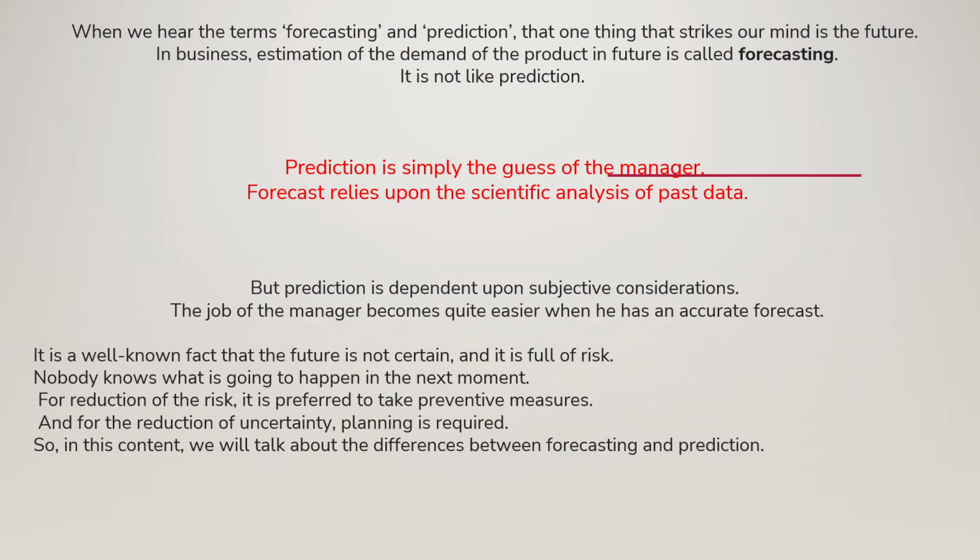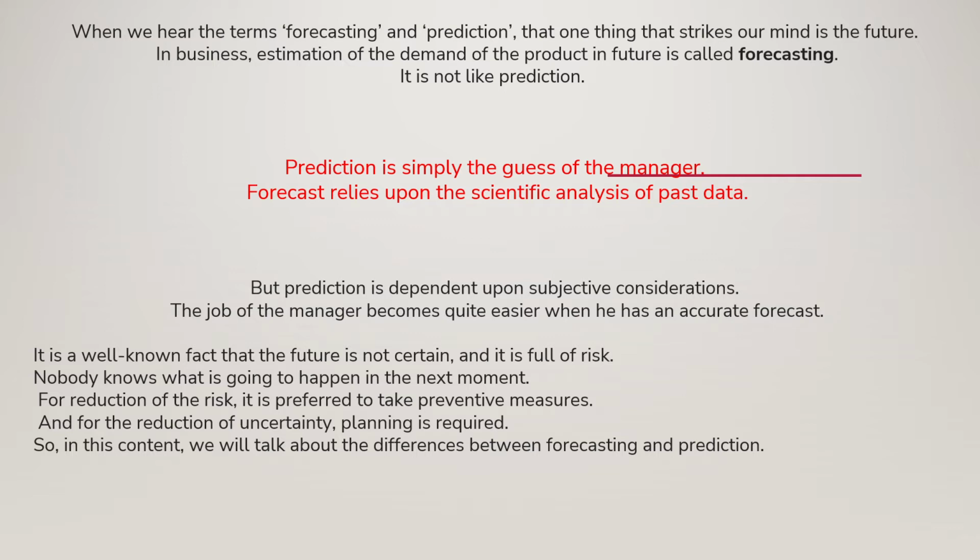So basically, when we hear the terms forecasting and prediction, one thing that strikes our mind is the future. In business, estimation of the demand of the product in future is called forecasting. It is not like prediction. Prediction is simply the guess of the manager, and the forecast relies upon the scientific analysis of the past data. But prediction is dependent upon subjective considerations. So the job of the manager becomes quite easier when he has an accurate forecast.